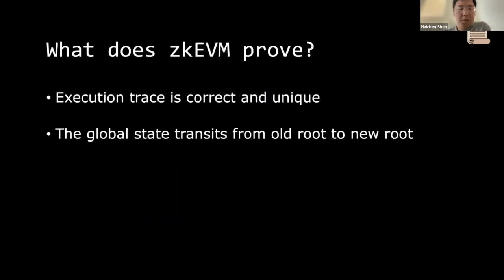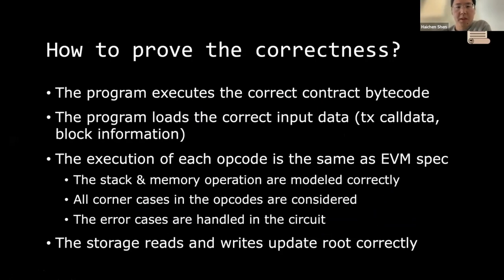So to be more specific, what does the zkEVM want to prove exactly? First, they want to prove that this execution trace is correct and unique. And the second is that the global state can transit from the old root to the new root. So these are the two most important things that the zkEVM is trying to prove. So how should we prove the correctness of these two things? I listed here 4 things that I think are important that you need to cover inside the zkEVM.